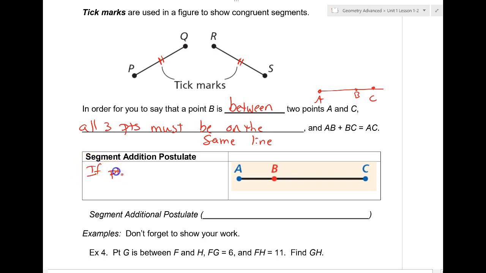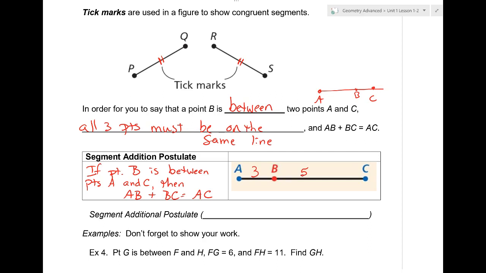If point B is between, oops, between has two E's, between points A and C, then the length of segment AB plus the length of segment BC equals the length of segment AC. A lot of you would think this is very common sense stuff. Let's say this was 3 and that one was 5. What's the length of segment AC? You just add them together, right?